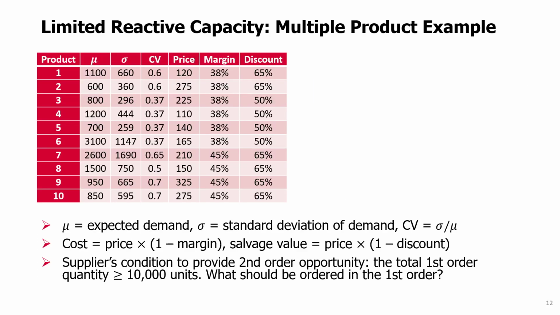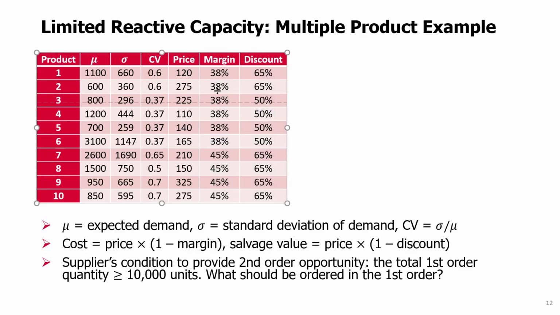So let's consider the example we have. We're going to have 10 products, right? They're numbered 1 to 10 with different demand distributions, all assumed to be normal distributions with given mean and standard deviation. So here is the coefficient of variation calculated from the preceding two columns. We're also given the price at which we sell. This is a wholesale price at which we sell to the retailers, but we also have margin and discount, right? And this is a different way of providing us with the cost and salvage value.